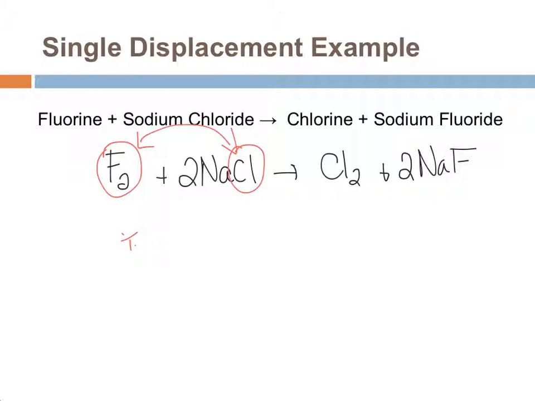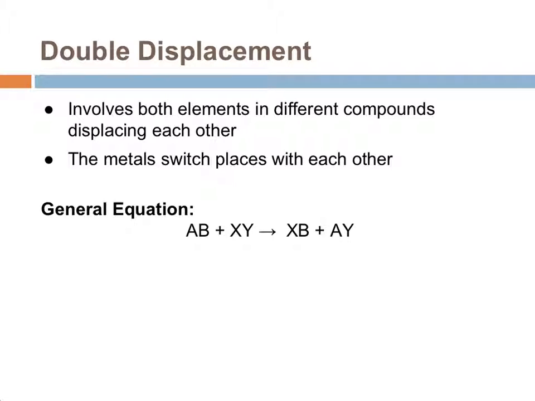Be really careful with single displacement reactions. Make sure you're swapping metal for metal or non-metal for non-metal. Do not swap a metal with a non-metal. Alright, last type of reaction is our double displacement. So that involves both elements in different compounds displacing each other.